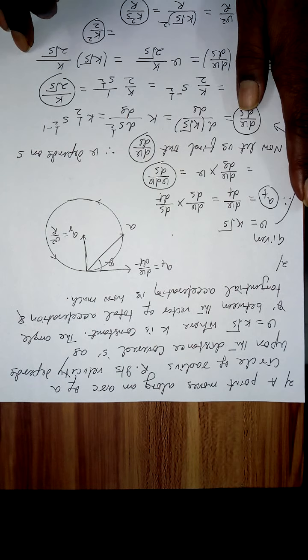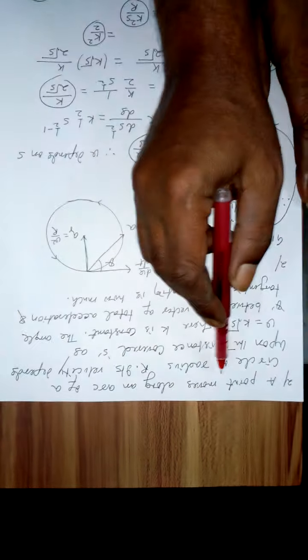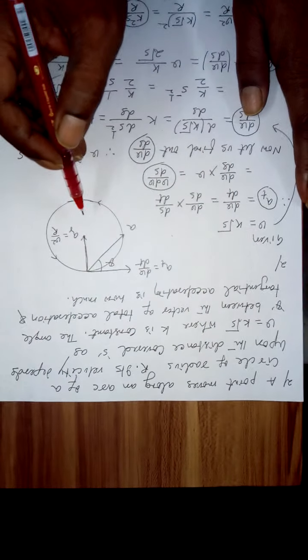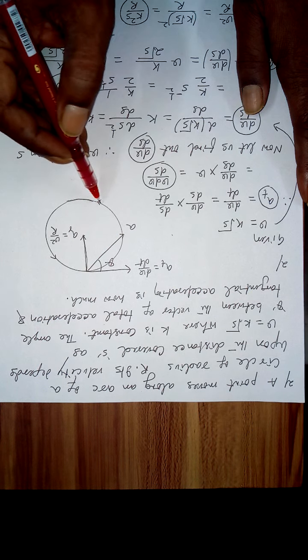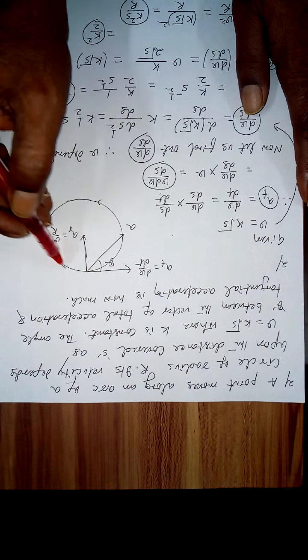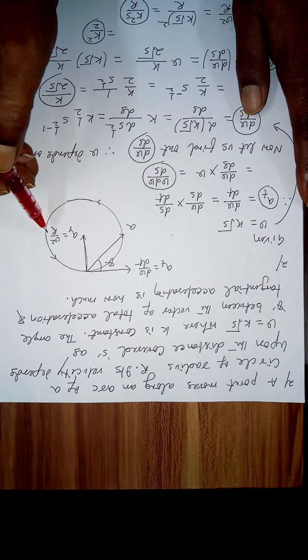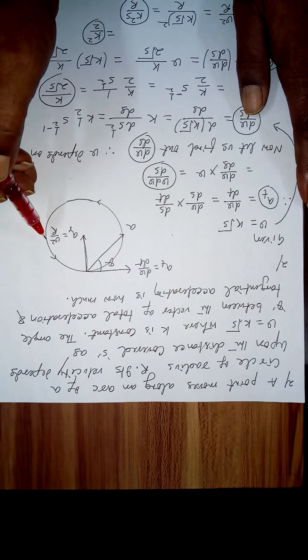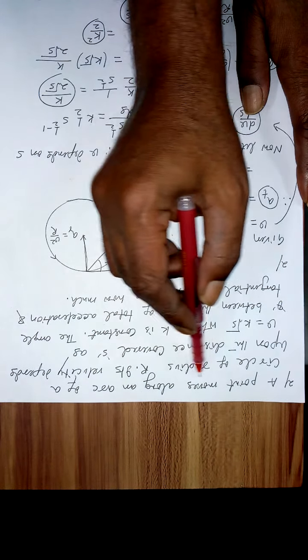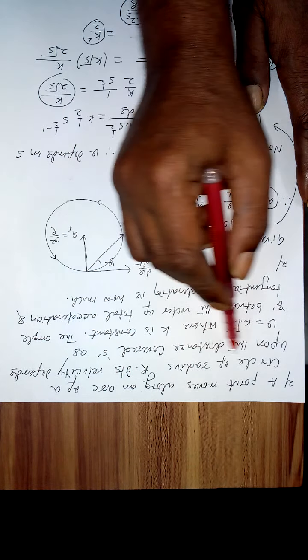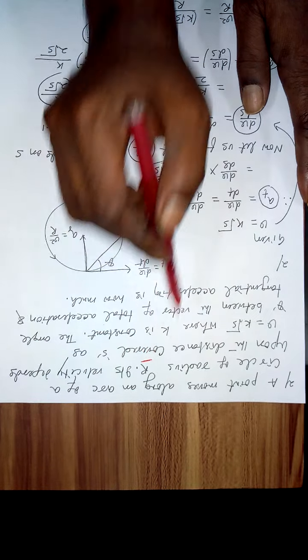Now look at this. A point moves along an arc of a circle. This is a circle, and an arc of a circle is also a part of the circle, so it is moving in a circular path. A point moves along an arc of a circle of radius r.